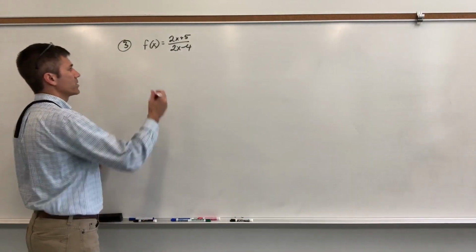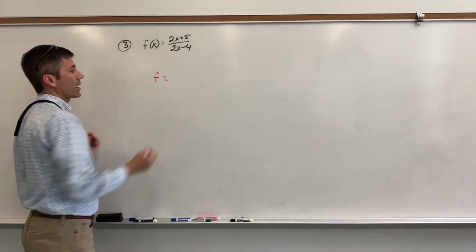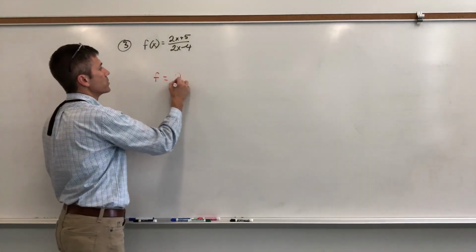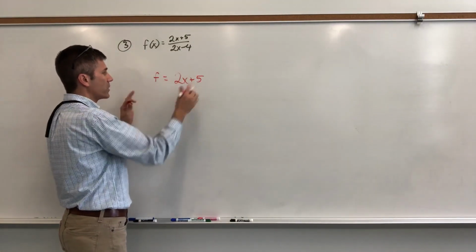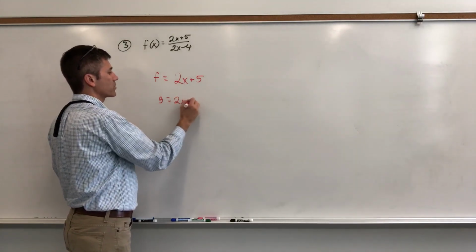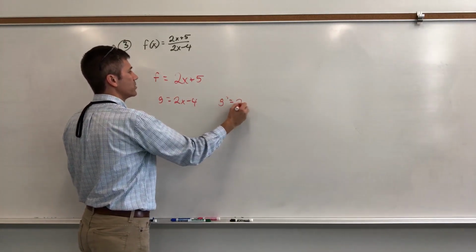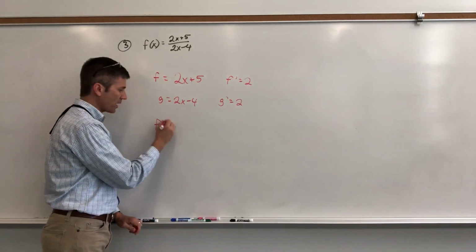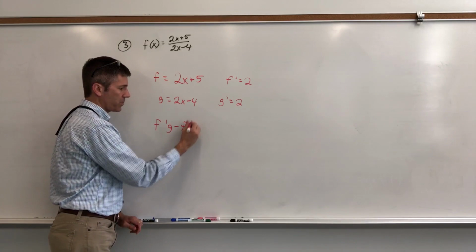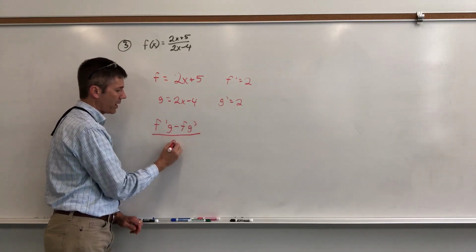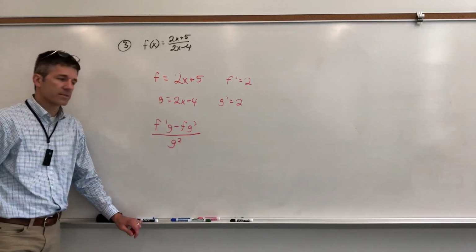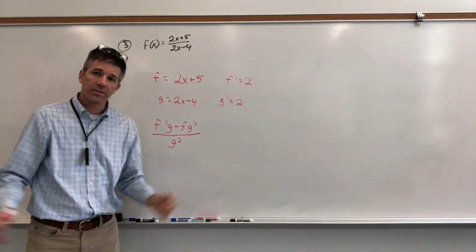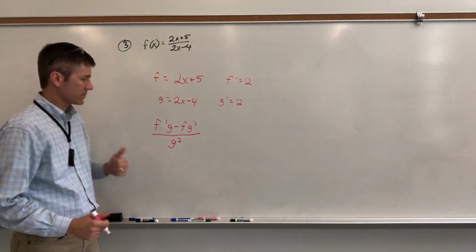I'm going to use red on this part too. So the top I'm going to call f, not to be confused with f, the original problem. So 2x plus 5, this is just my way of keeping up with things. And then g is 2x minus 4. G prime is 2, f prime is 2. And we're going to do f prime g minus f g prime all divided by g squared. There it is. F prime g minus f g prime all divided by g squared. Let's go.